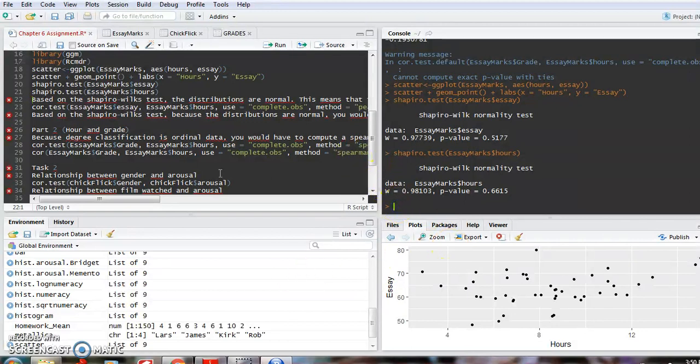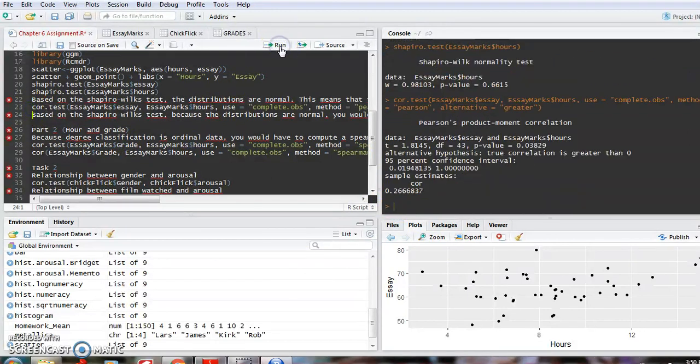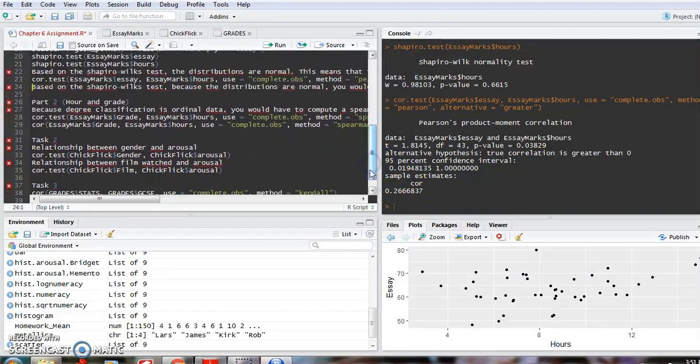Given this information, I'm going to run Pearson's correlation. Here, we're given a significant p-value of 0.038. This value is less than 0.05, meaning that it is significant. Here, we can look at our correlation coefficient, and we can determine that it is 0.2666837. So yeah, there we go.